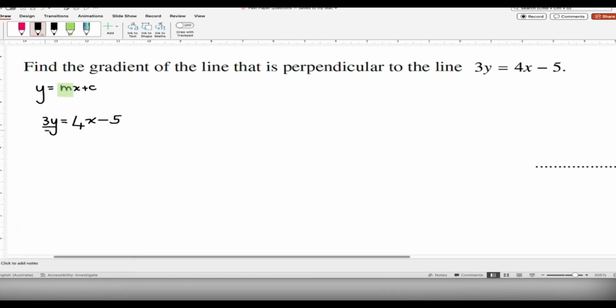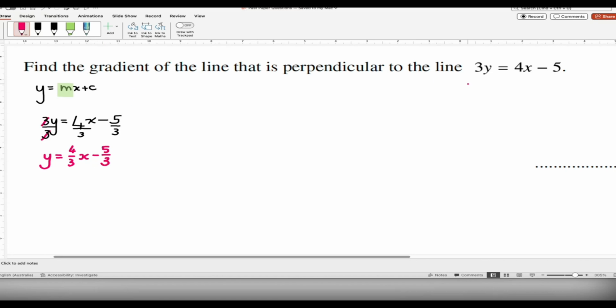So we divide by 3. The 3 above the line and below the line will cancel out, so we are just left with y. Okay, now what about the rest? Remember, whatever we do on the one side, we have to do on the other side as well. So we have to divide this by 3 as well, and we have to divide this by 3 as well. So the new equation actually becomes 4 over 3 x minus 5 over 3.